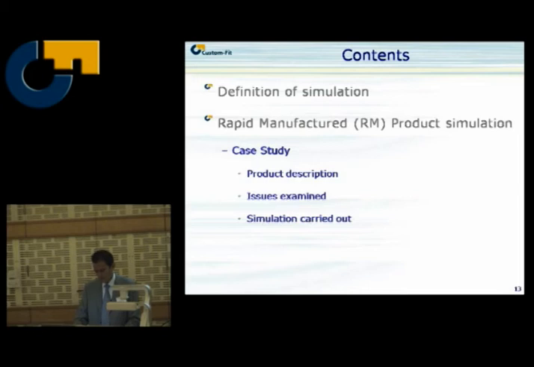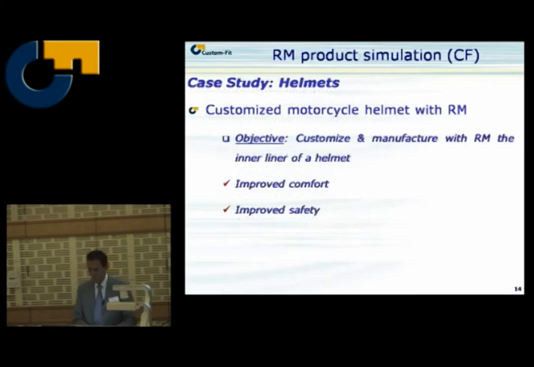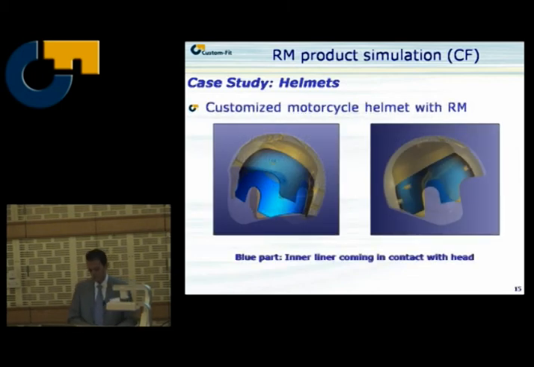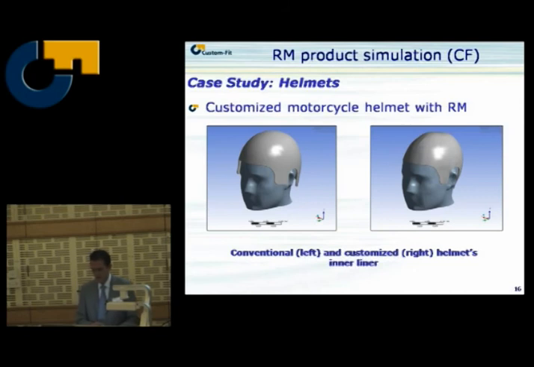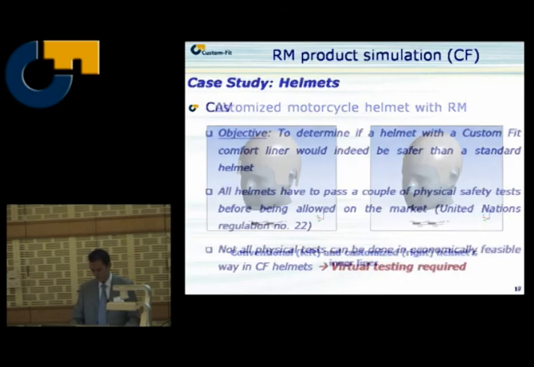Let's go now to the case study. The case study deals with helmets. The objective is to customize and manufacture with rapid manufacturing the inner liner of the helmet. This will hopefully improve comfort and safety. The inner liner is the blue part, as you can see in the figures. And here are some figures of the conventional helmet on the left and the customized helmet inner liner on the right.